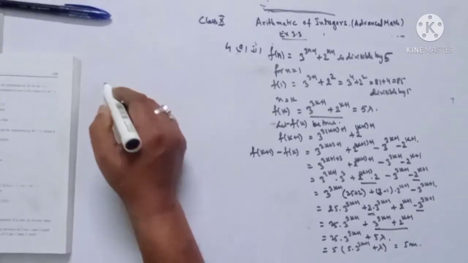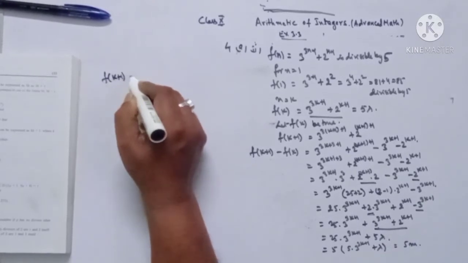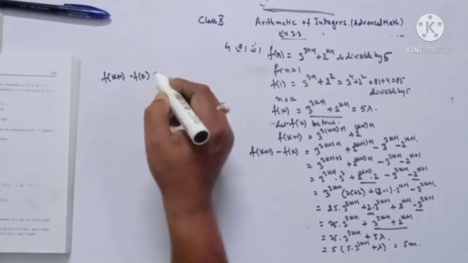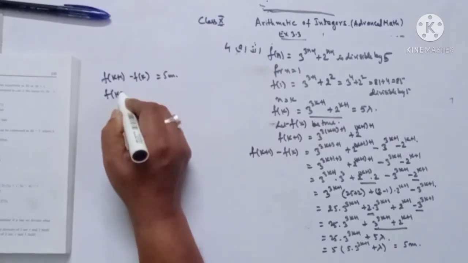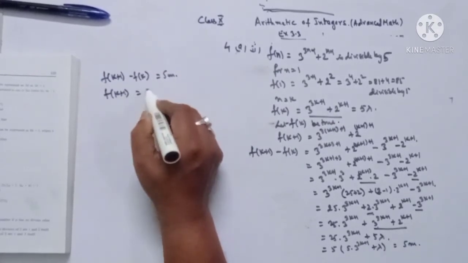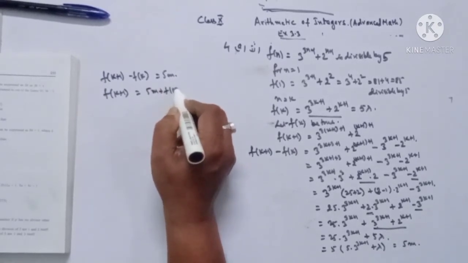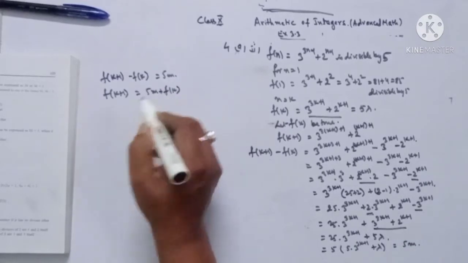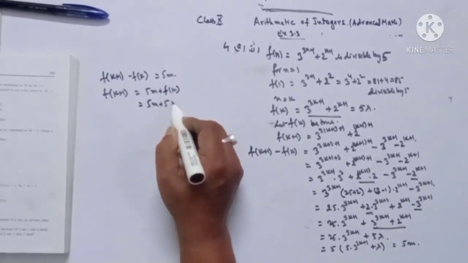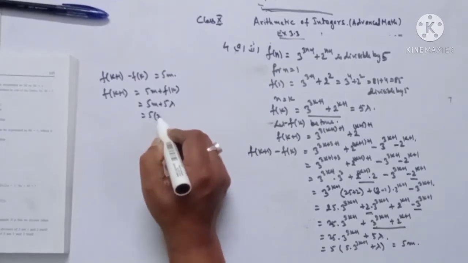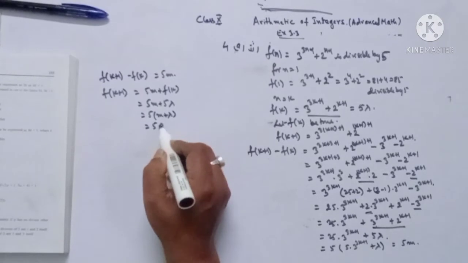Now your f k plus 1 minus f k will be equal to 5m, and your f k plus 1 will be equal to 5m plus f k. So this will be equal to 5m plus 5 lambda, so 5 common, this will be m plus lambda, so you can write as 5p.